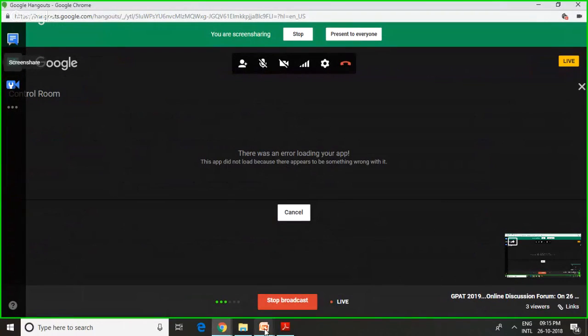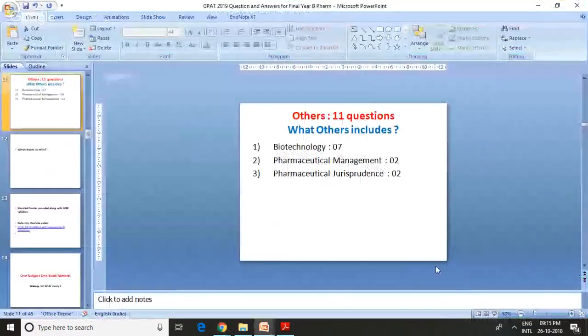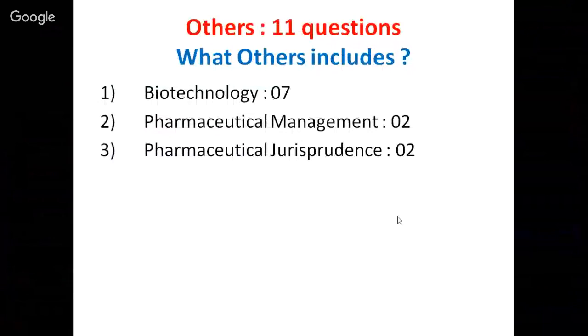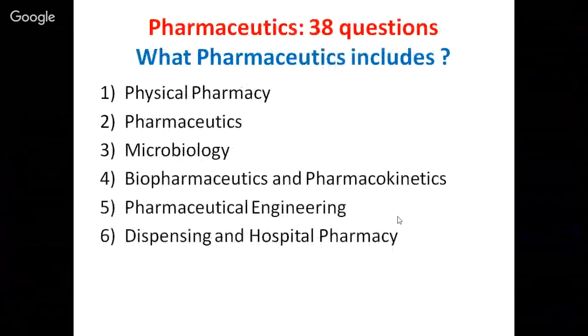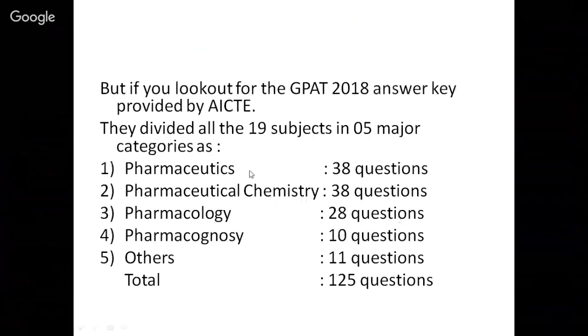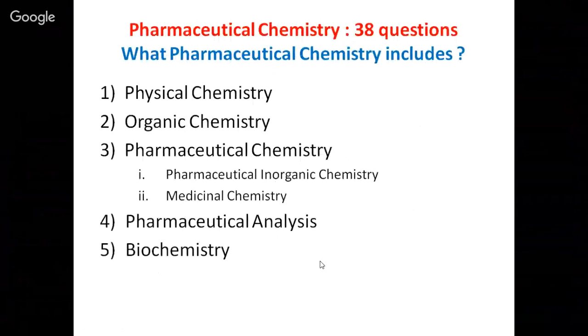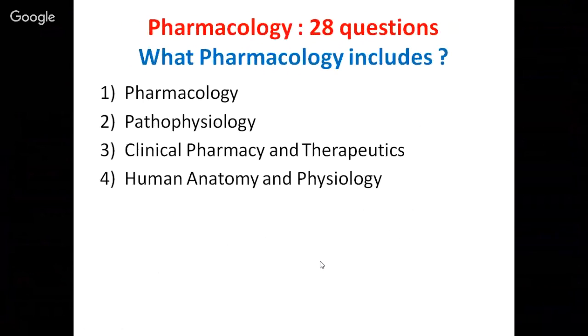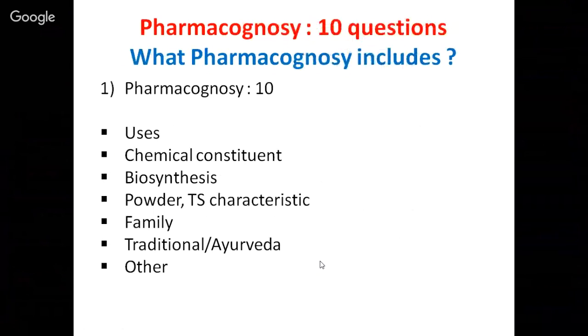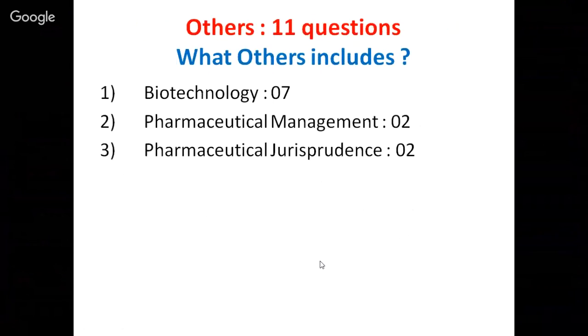Now we have looked at the GPAT syllabus: a total of 19 subjects, divided into five major categories, which are pharmaceutics, chemistry, pharmacology, pharmacognosy, and other subjects. Then we looked at what each of them includes: what pharmaceutics includes, what medicinal chemistry includes, what pharmacology includes, what pharmacognosy includes, and what other subjects include.